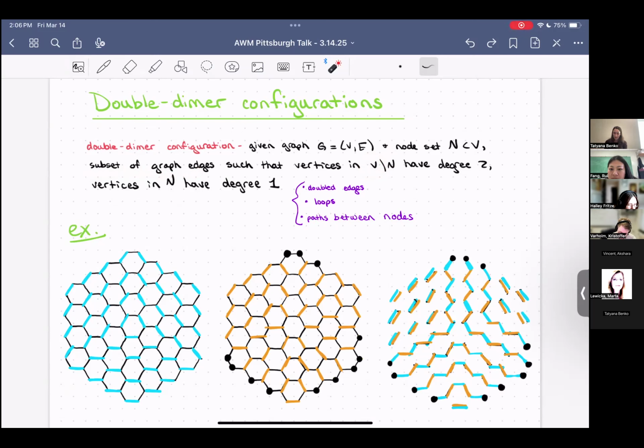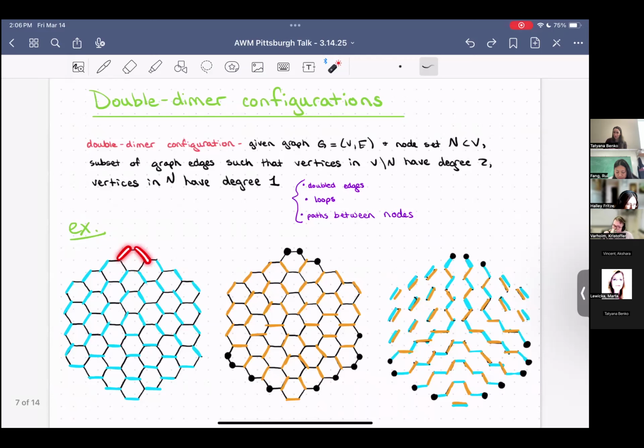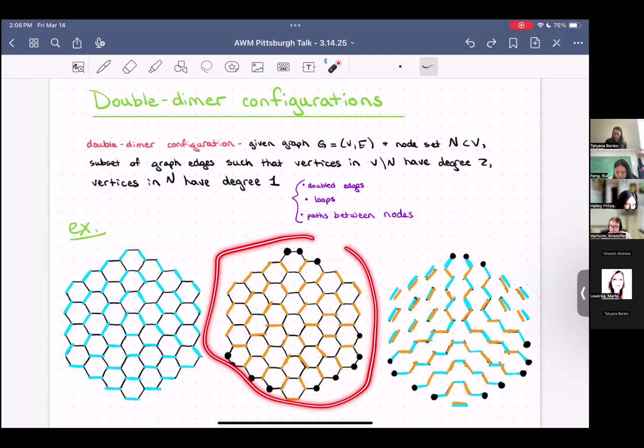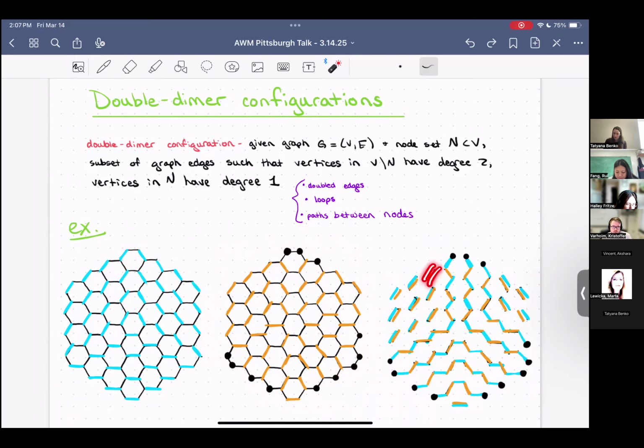So here's an example. I have this hexagon graph here, and my node set that I'm defining are these nodes on the outside face of my hexagon graph. I've said these are my nodes. And so then I take a dimer configuration on the normal graph, and I take a dimer configuration on the graph minus those nodes. So I have not matched any of these. And then I put those two on top of each other. And what I get is a configuration that has doubled edges, and could possibly have loops. I don't have it in this example. And I get paths between all of the nodes because all my nodes are only connected by a blue edge, not an orange edge. So they all have degree 1. And so they're all going to be connected.